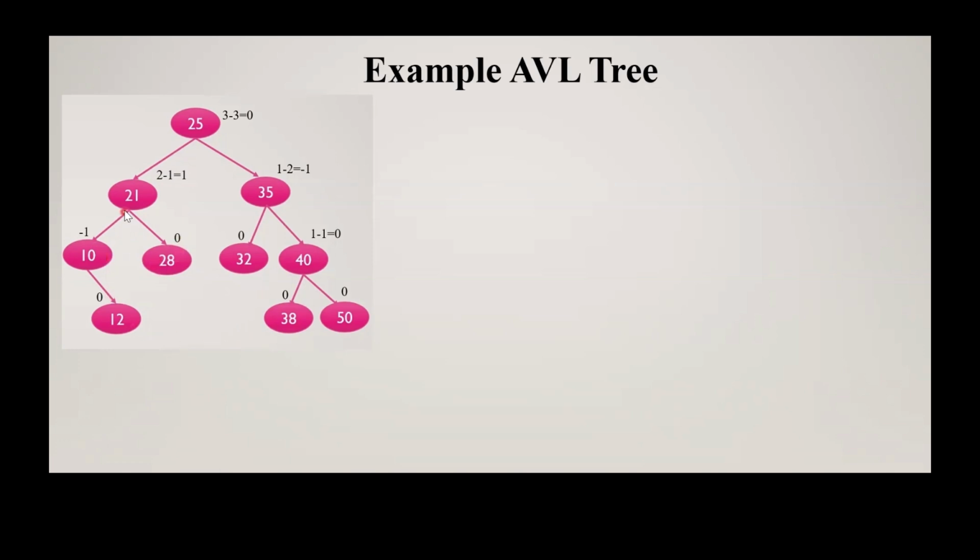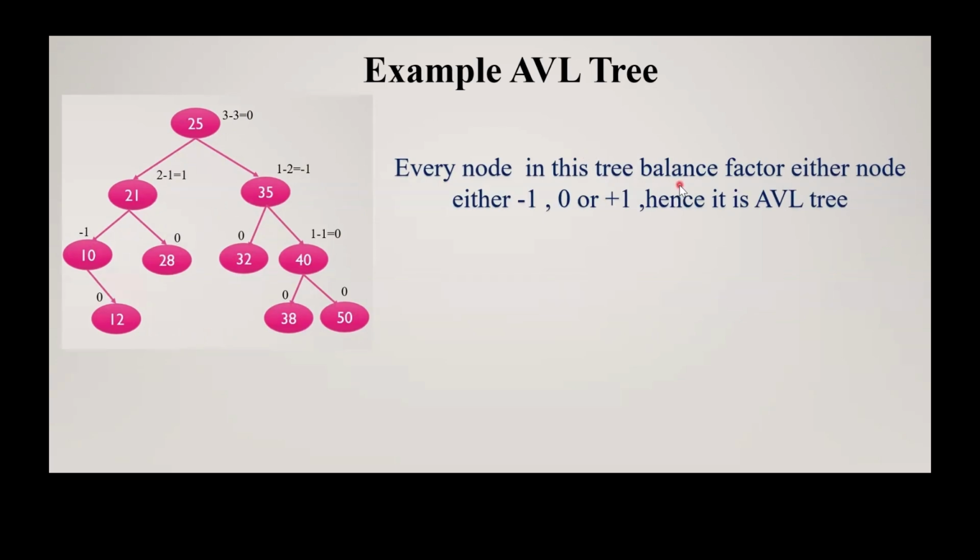It is 0. So now in this tree, all the balancing factors are given: 0, 0, 0, -1, 0, +1, 0, 1 and 0. So now we conclude that every node in this tree has a balancing factor of either -1, 0 or +1. Hence it is an AVL tree.